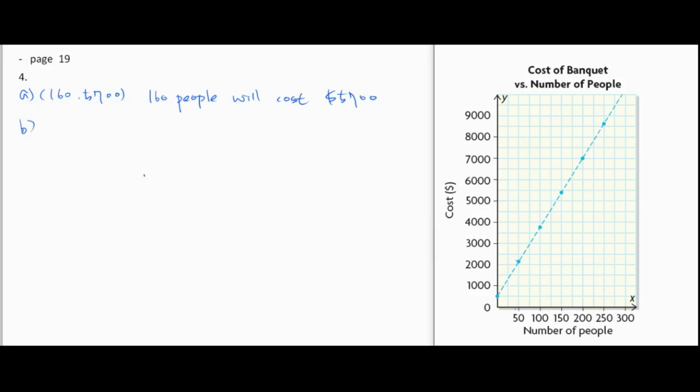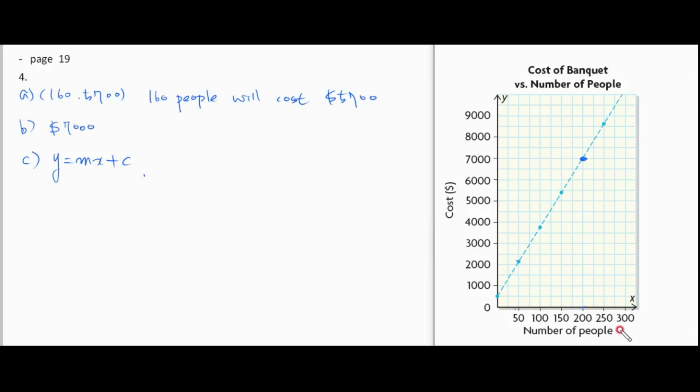And for B, it asks how much it costs if there are 200 people at the banquet. So if we go to 200 and this point, and we drag it down, we can check that it will cost about $7,000. And now go for C. This asks us to find the equation for this graph. And to get the equation, it will be y equals mx plus c. Right here, m is the slope, and c is the y-intercept.